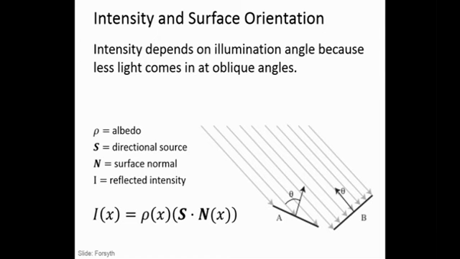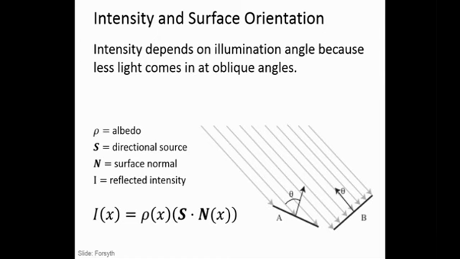If you've got light rays coming out from some light source, if the surface faces it directly, more light will hit it per surface area, more light in total, than if the surface is at an oblique angle to it. And so the equation for determining the amount of light that's reflected is this: rho, which is 1 minus the albedo, times s, which is the direction of the source. So it's a 3-vector, an x, y, z direction, with unit norm.